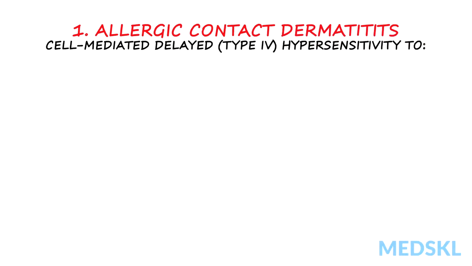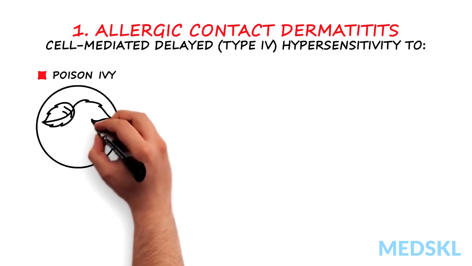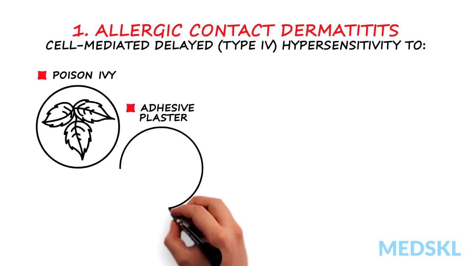This often presents as a dermatitic eruption, but certain allergens more often cause blistering, poison ivy, for example. Allergic contact dermatitis can also be caused by other allergens, plant-based or otherwise.